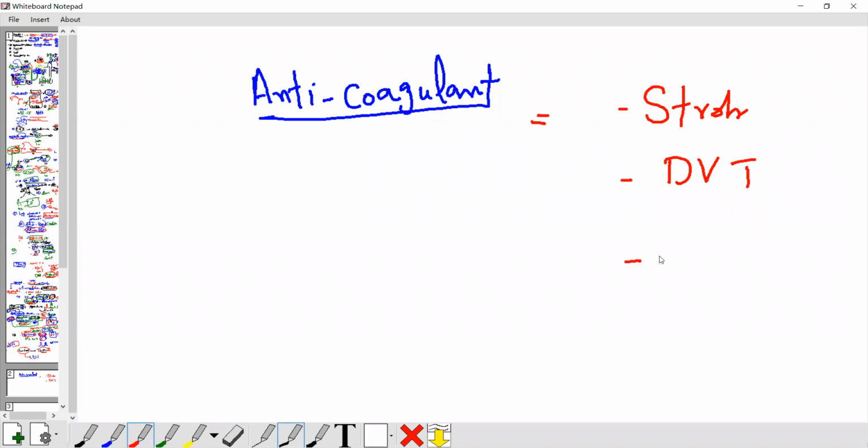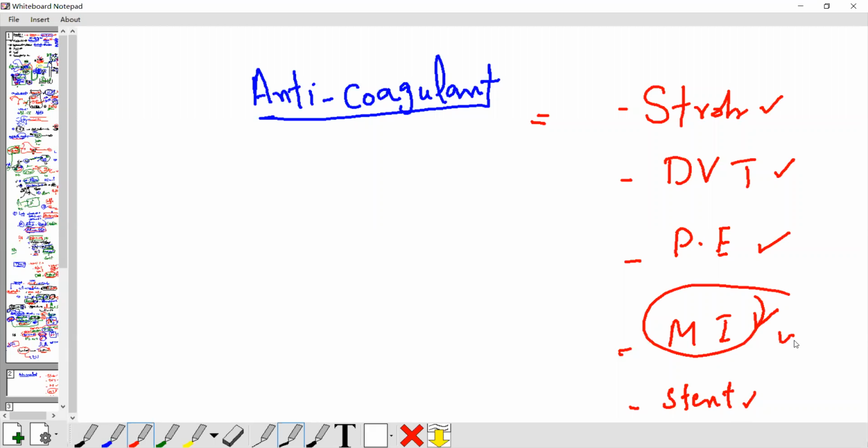We use these for DVT-induced pulmonary embolism, for MI patients, and for any patient having stent surgery. The stroke patient, DVT patient, pulmonary embolism patient, MI patient, the stenting. This MI angina patient, unstable angina patient, we also use these anticoagulants. The anticoagulant, the anti-clotting drug that disturbs our clotting system.